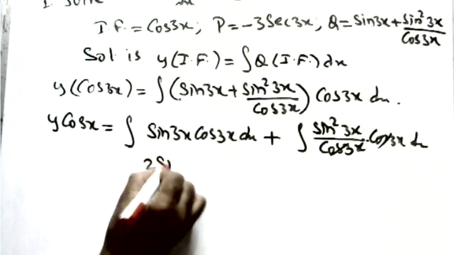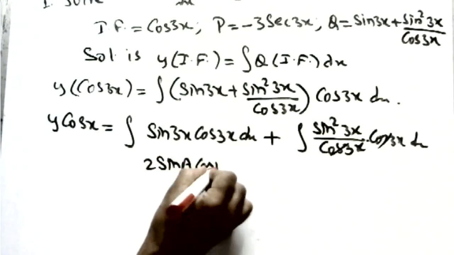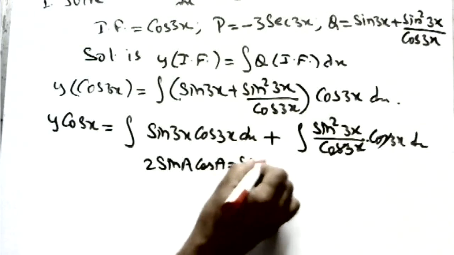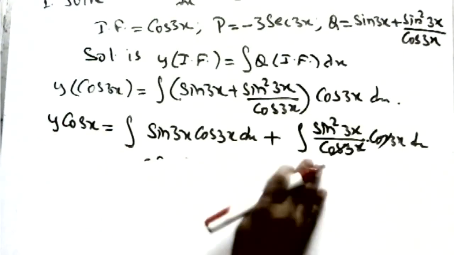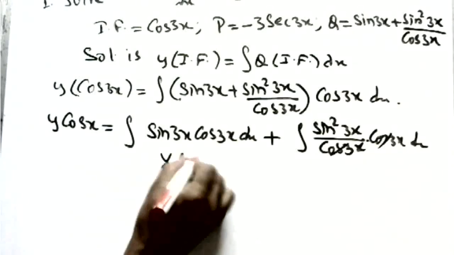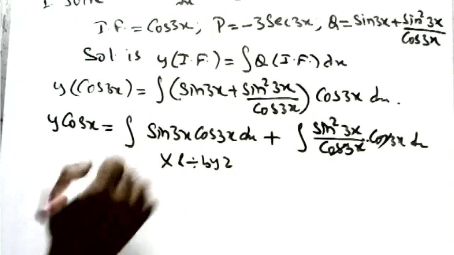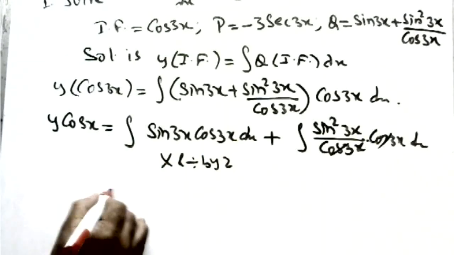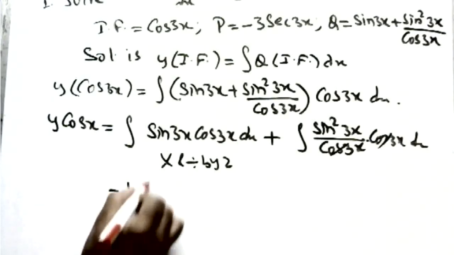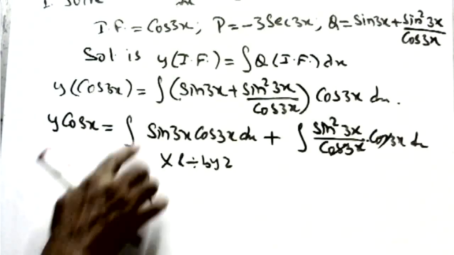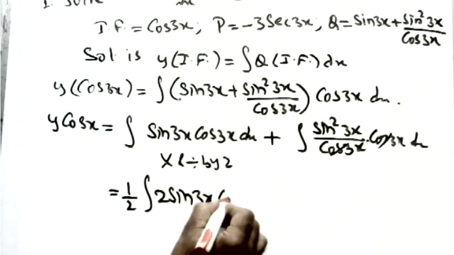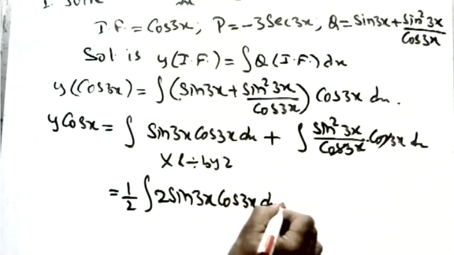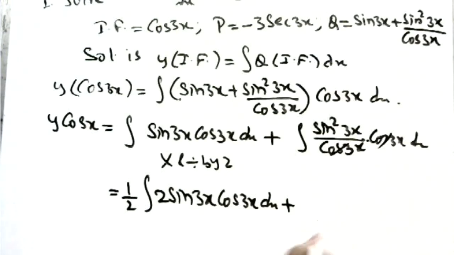If we have here 2, there is a formula of 2 sine a cos a, which gives sine 2a. So we require 2 here. To get 2 here, we have to multiply and divide by 2. Now let me continue. Keep the dividing 2 outside and multiply 2 here, so it will be 2 sine 3x cos 3x dx.